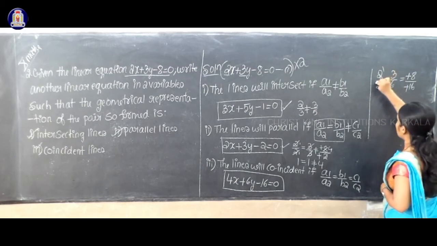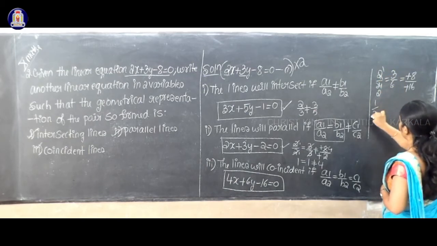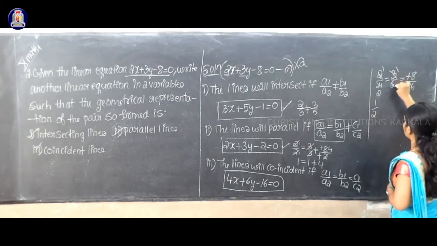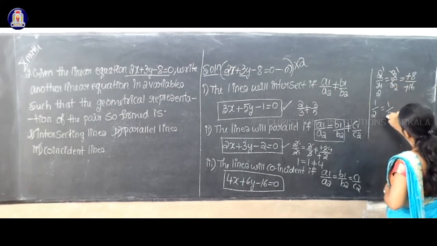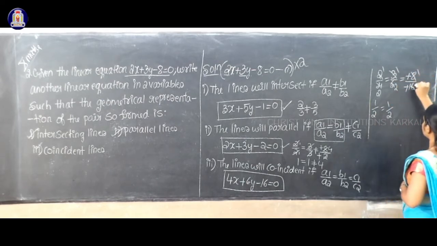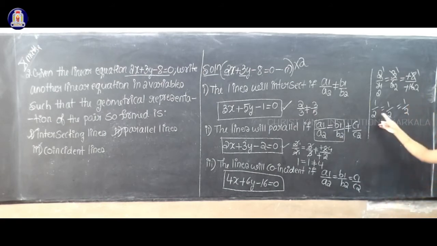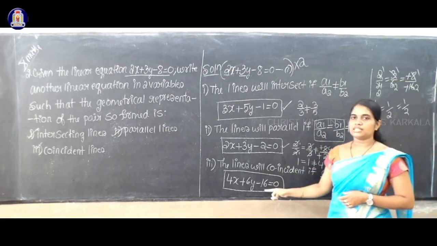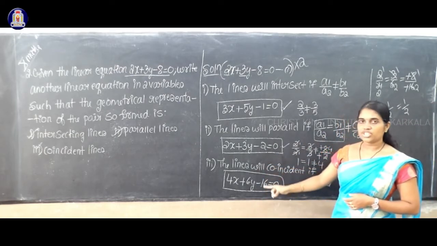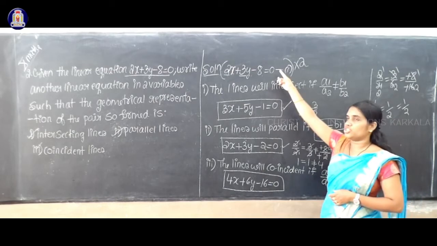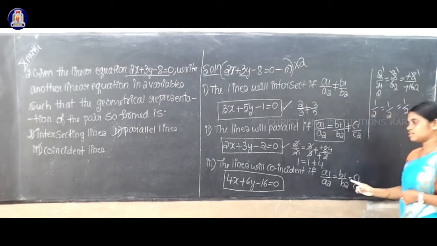So 2 1s are 2, 2 2s are 4, so you will get 1 by 2. 3 1s are 3, 3 2s are 6, so again you will get 1 by 2. 8 1s are 8, 8 2s are 16, so again you will get 1 by 2. So all the three ratios are equal here. Therefore, this newly generated equation and your original equation will satisfy this condition, isn't it?